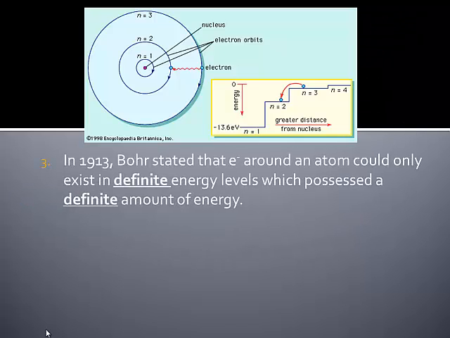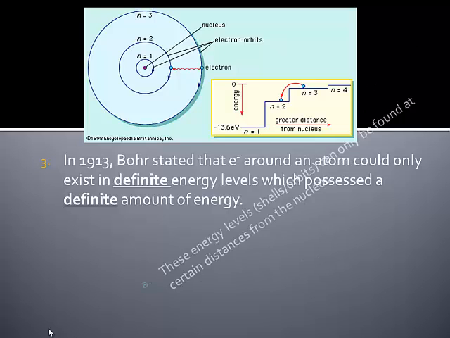Now, in 1913, Bohr stated that electrons around an atom could only exist in definite energy levels which possess a definite amount of energy. This is very much the same as you climbing the stairs. You're either on the first stair or on the second stair or on the third stair. You can't hover in between the stairs, and based on the height that you are up from the ground, you possess a specific amount of potential energy.